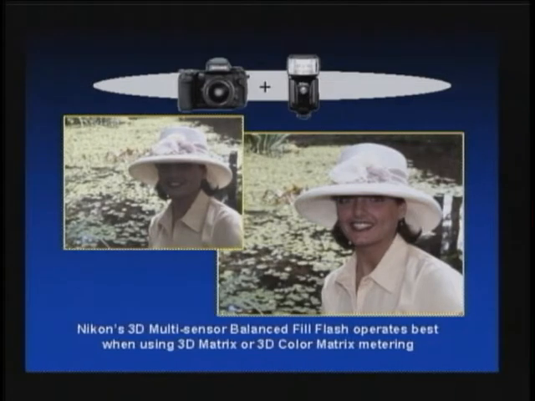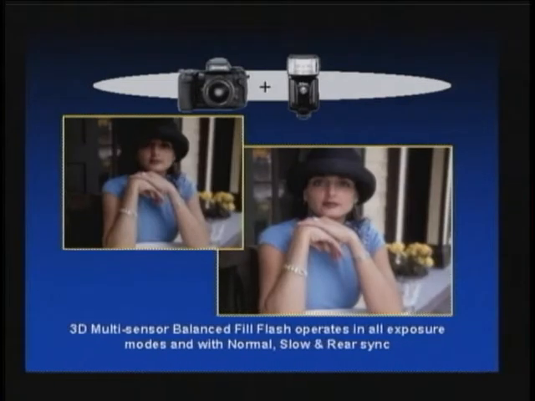In the next example, very similar to this, but here was a little different. Exposure was okay for most of the photograph, but if you notice the eyes under the brim of the hat, the eyes went dark and you really can't see what this model looks like. So by providing 3D multi-sensor balanced fill flash here, not only was the highlight detail retained, but the shadow detail was brought out in a much more natural looking photograph and a much more attractive photograph.